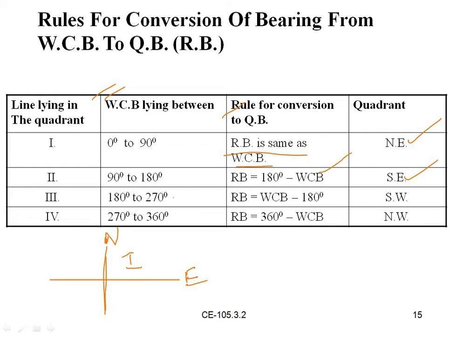And the third one is 180 degrees to 270 degrees. Here the reduced bearing is equal to the whole circle bearing minus 180, and the quadrant is southwest. And the fourth one is 270 degrees to 360 degrees. The reduced bearing is equal to 360 degrees minus the whole circle bearing, and that is northwest.